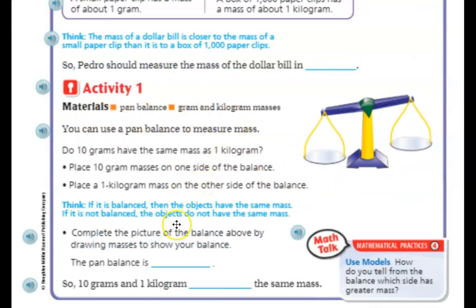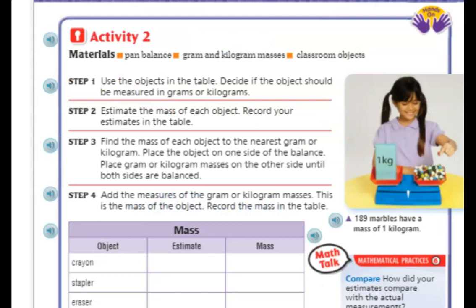So this is the one we already did. Go to your next page. We're just discussing these because we've already done it on the video. Okay, so here's a balance pan.